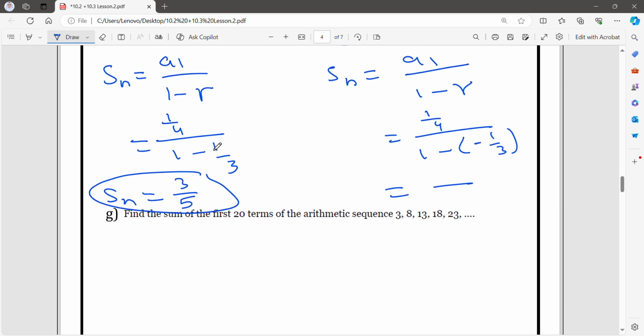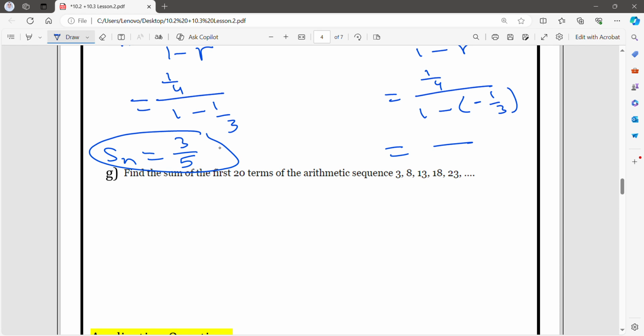Okay, now if I go to part G, they are saying find the sum of the first 20 terms of an arithmetic sequence. Now look here, they give you an arithmetic sequence which is infinite. We don't know what the last term is, but they tell you in the question for how many terms. So it means n is 20 here.